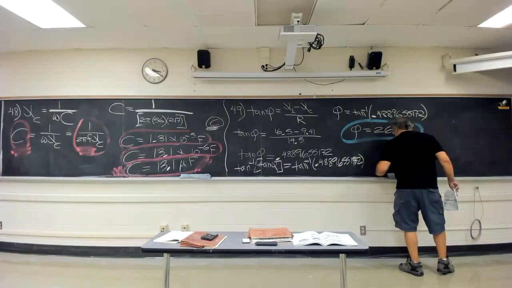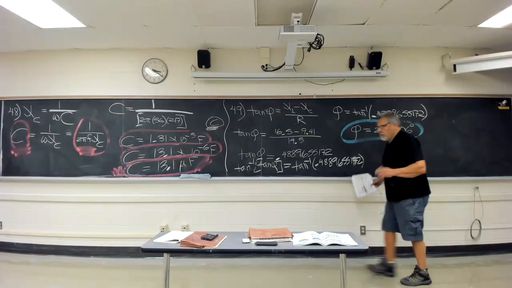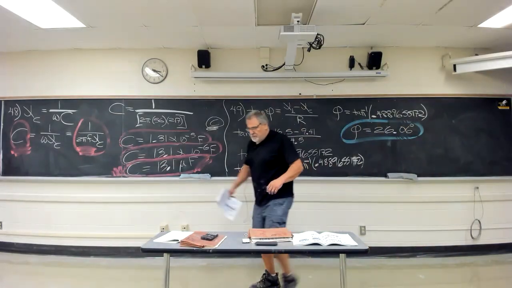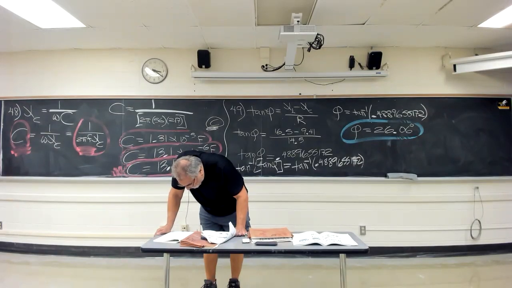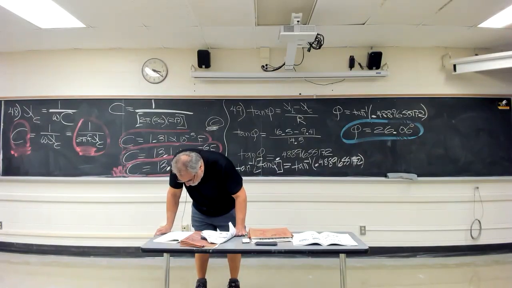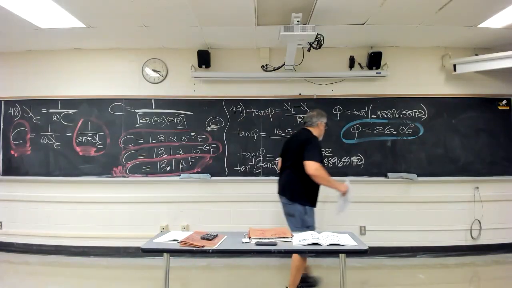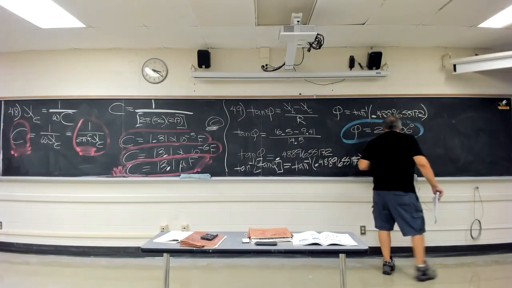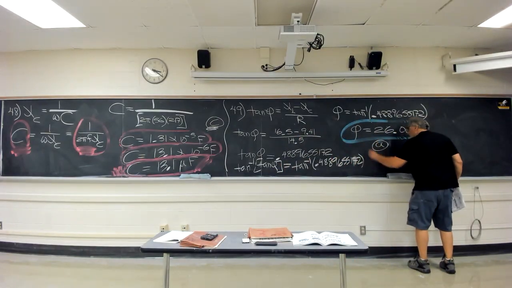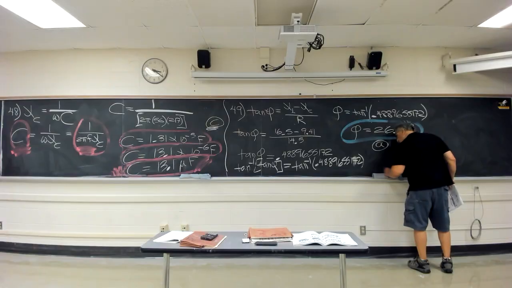They probably got 26.1 degrees, maybe just 26 degrees. Probably 26.1 degrees. Problem 49 has 26.1 degrees as the answer. That is letter A. So that's letter A, you guys. Not too bad.